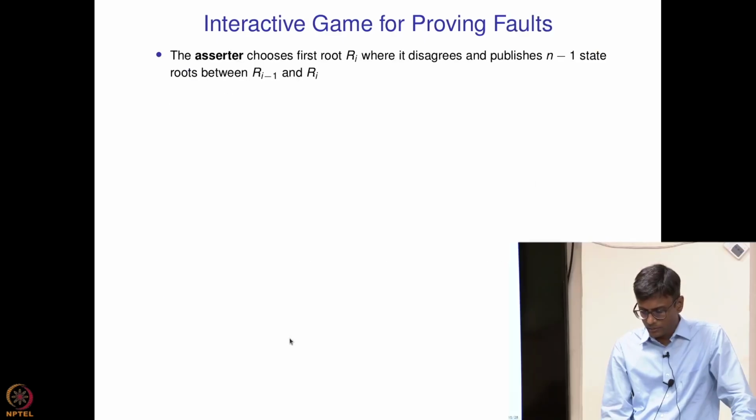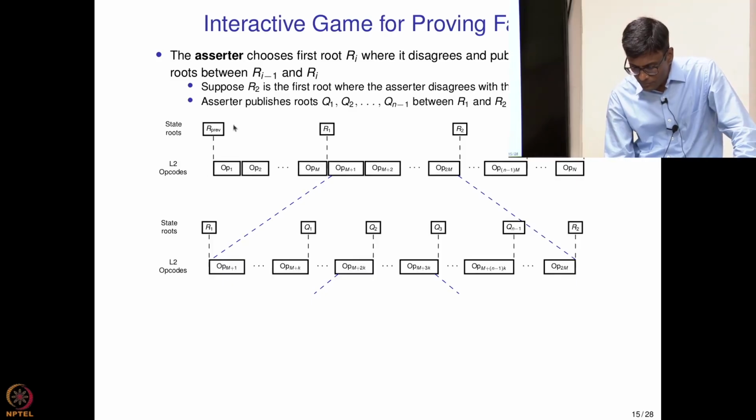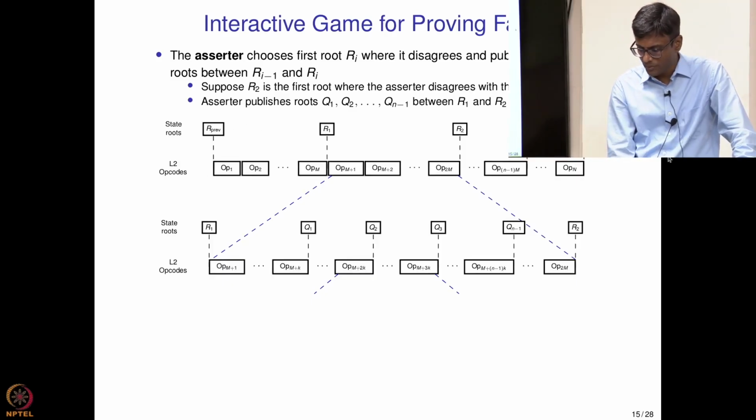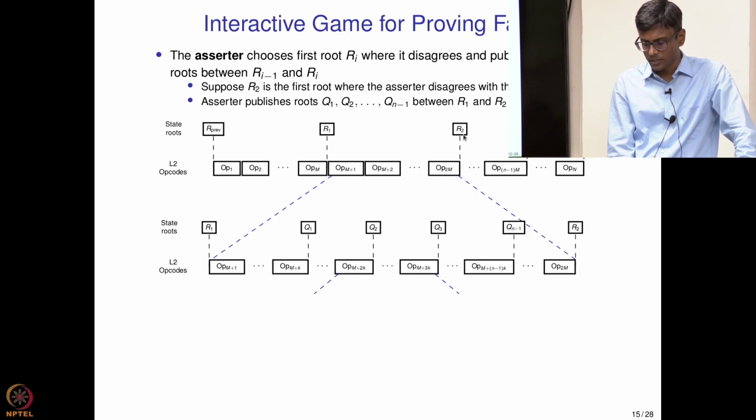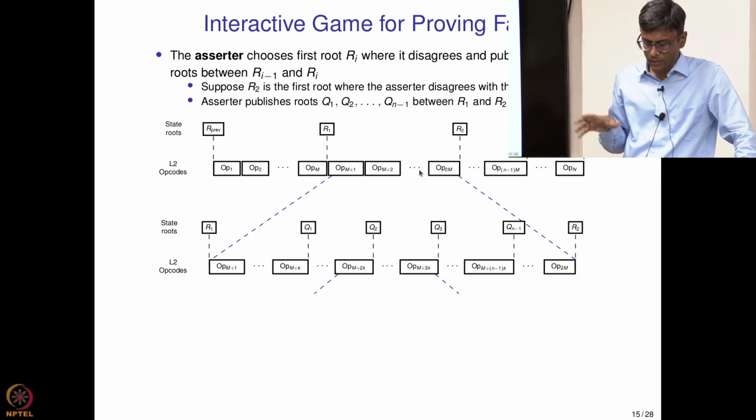So let us suppose R2 is the first state root where they disagree. I will have a picture here. So this is the first stage. You had R previous to R new, or R_CH new. It was divided into n blocks or n partitions. Then suppose R2 is the first state root where the challenger and the asserter disagree. Now that portion of opcodes is divided further into n parts.